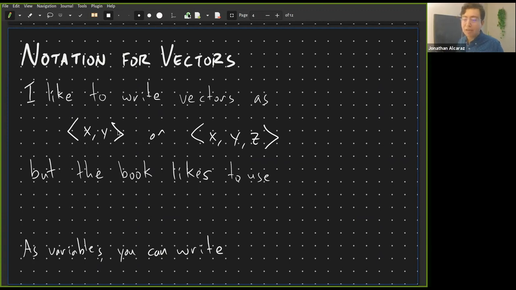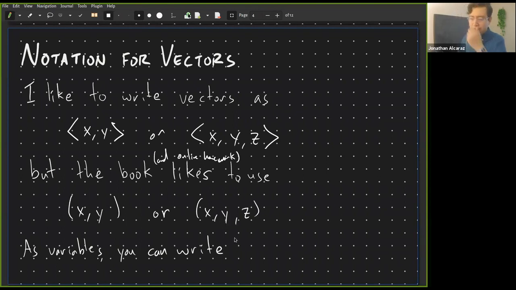But in the book, and I should say also the online homework, they like to use this notation here with parentheses, XYZ. So it's different symbols on the keyboard. I like to use the pointy brackets, and the book likes to just use the normal parentheses.